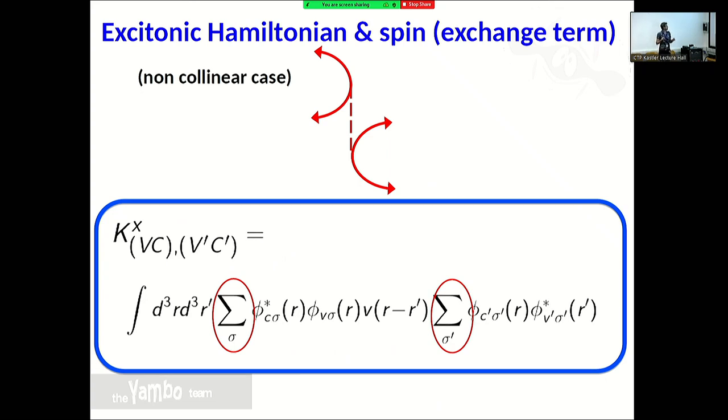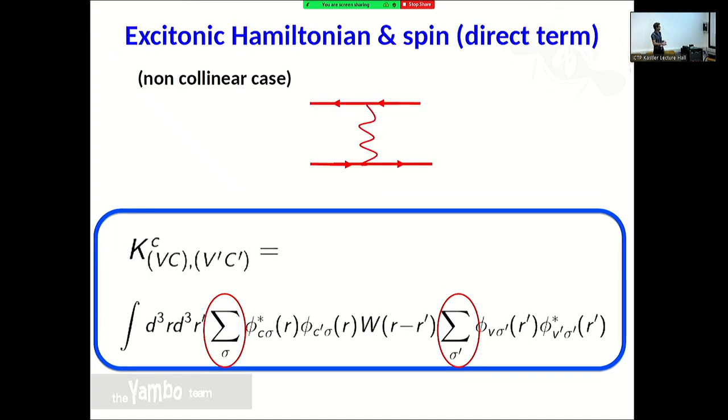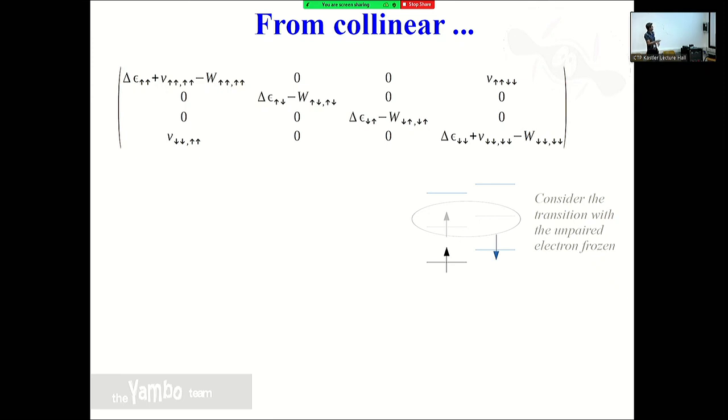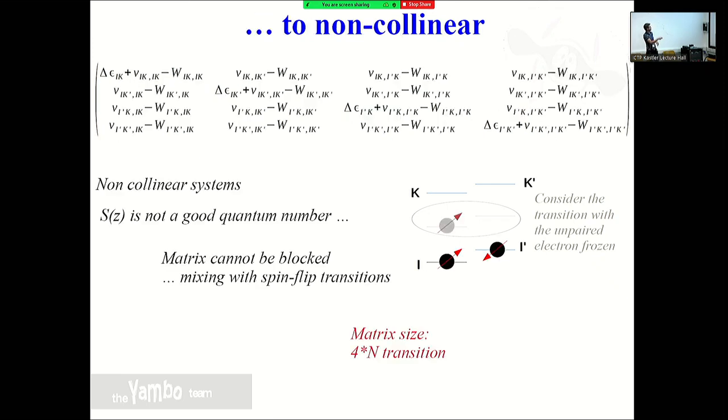Okay, so let me switch instead to the non-collinear case. As I said, in the non-collinear case, we still have the same terms, but now there is no spin conservation here. So when you do the integrals, you have a sum over the spin index. And this is true for the exchange, and it's the same for the correlation. You have a sum. And then instead of having this very nice matrix, we end up with this huge matrix where all the elements are different from 0.